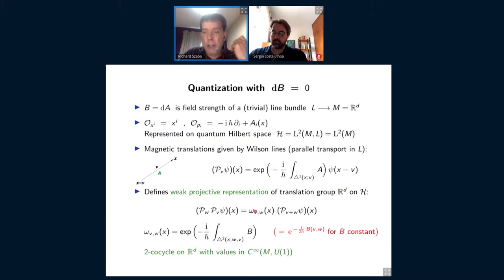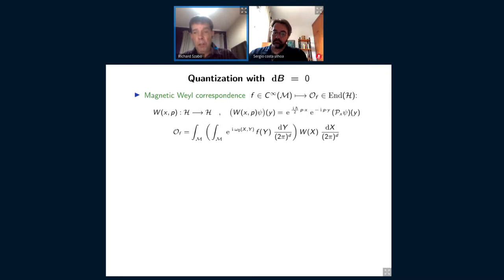If you calculate their product, it's not quite the same as the operator corresponding to v plus w, so it's not an honest representation, but it differs by this phase here. And this phase factor defines, in a mathematical sense, a two-cocycle in R^D, but it depends on x. And for a general magnetic field B, it depends on x. So that's why this is called a weak projective representation. When B is constant, you can do the integral and you just get a simple formula that looks like this, and then it really is a projective representation of the translation group. So that's basically the quantization problem solved in the case where dB is equal to zero.